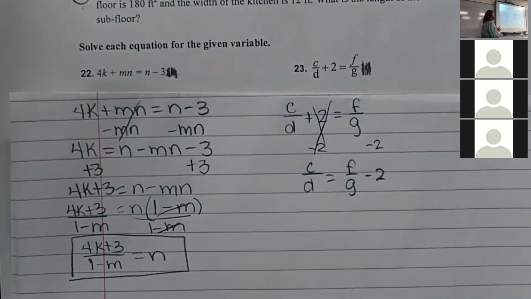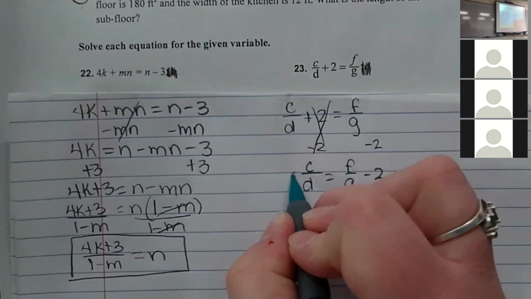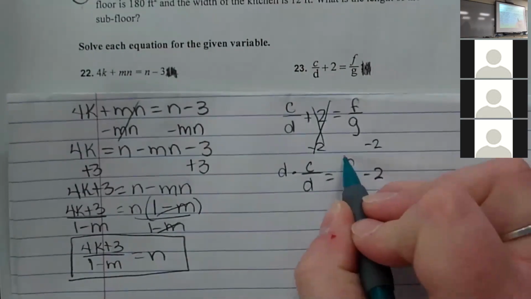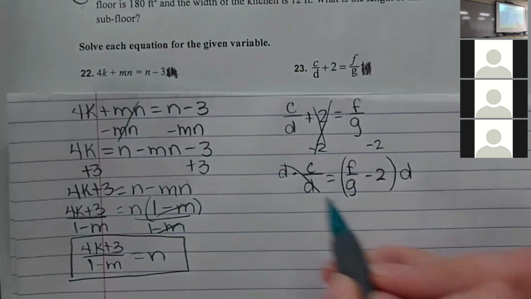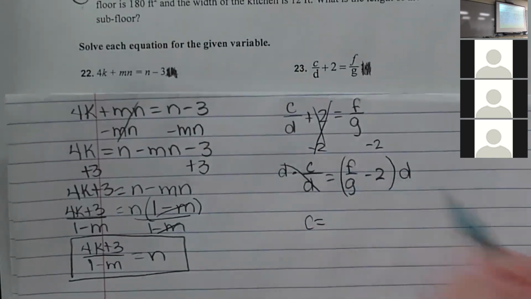Okay, still want to get C by itself. What's C and D doing? Dividing. What's the opposite of dividing? Multiplying. So I need to multiply by D. So times by D on this side. But that means I got to times this entire thing by D. Now I'm going to be a rebel because C is by itself. I am not going to distribute it. I'm just going to leave it.